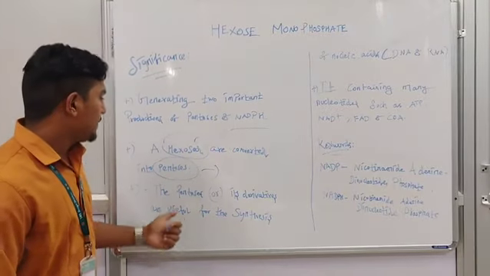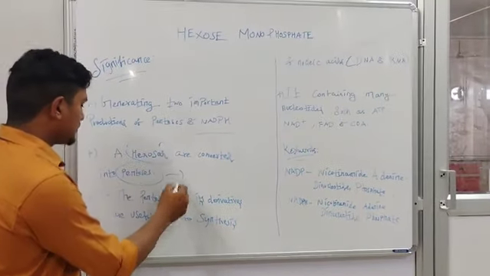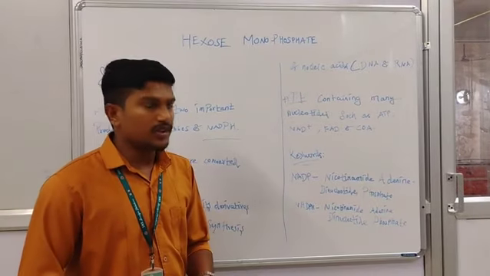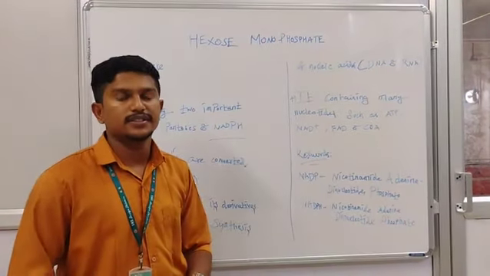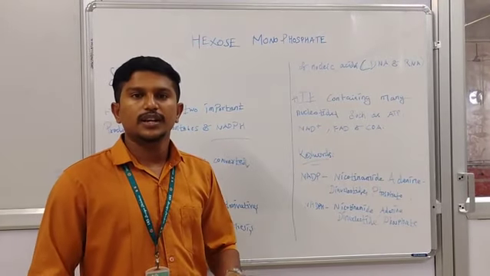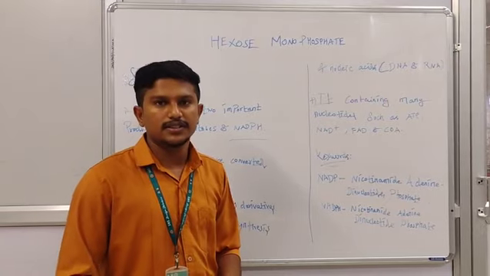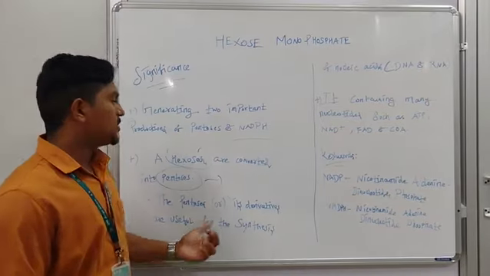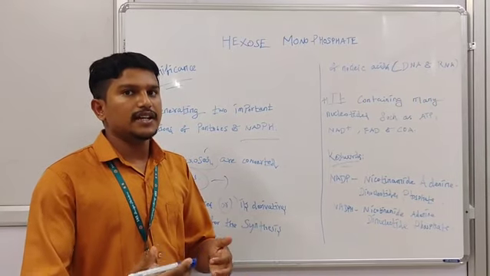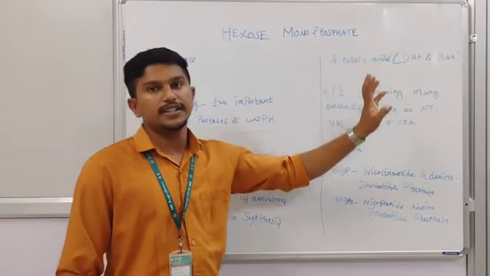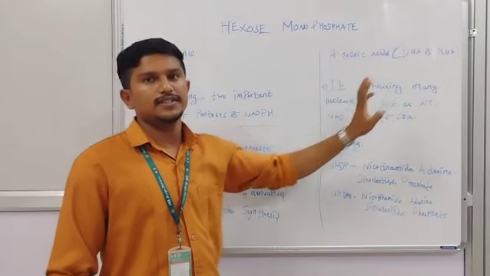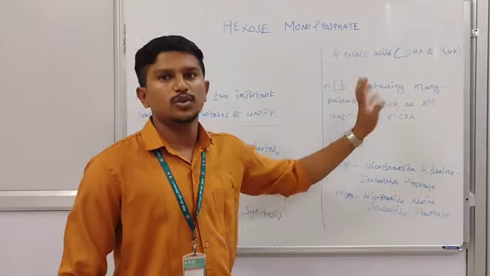Next, the pentoses, otherwise derivatives, are used for the synthesis of nucleic acids, both DNA as well as RNA. The pentose derivatives act as the nucleic acids, DNA meaning deoxyribonucleic acid and RNA meaning ribonucleic acid.